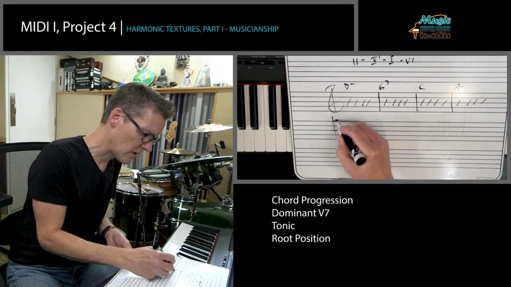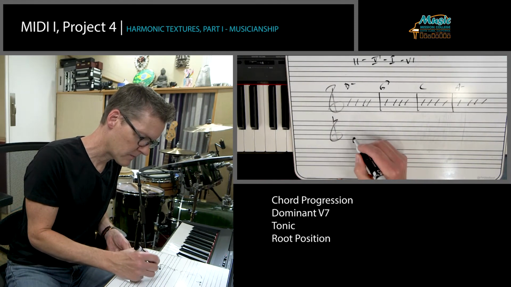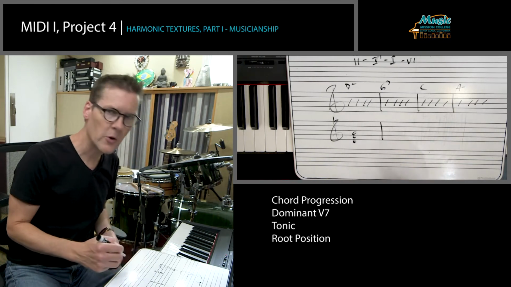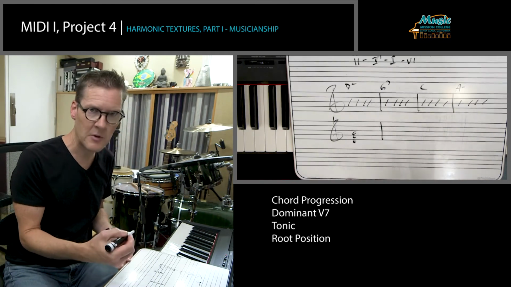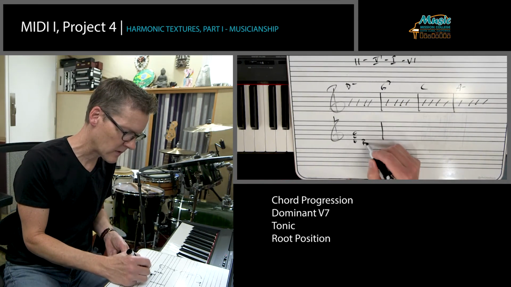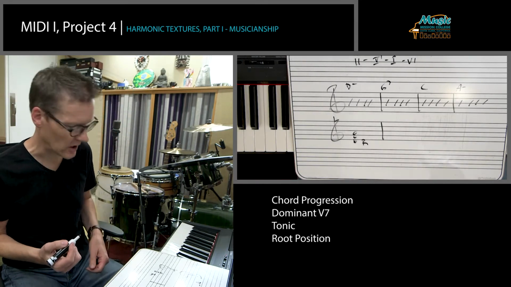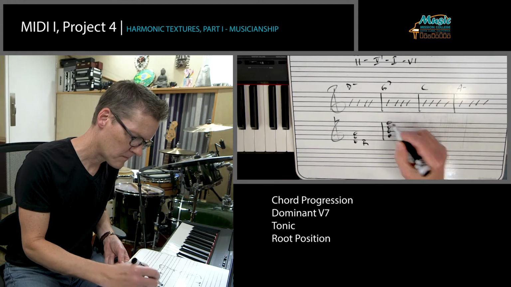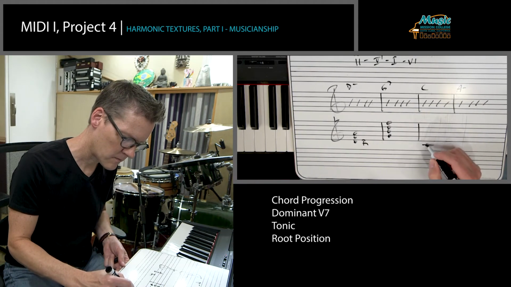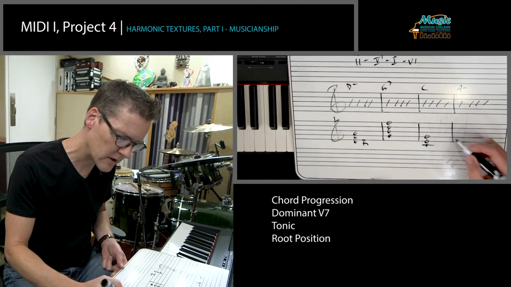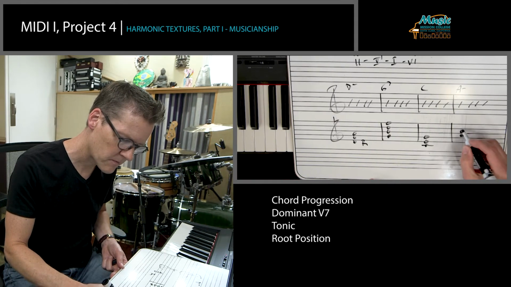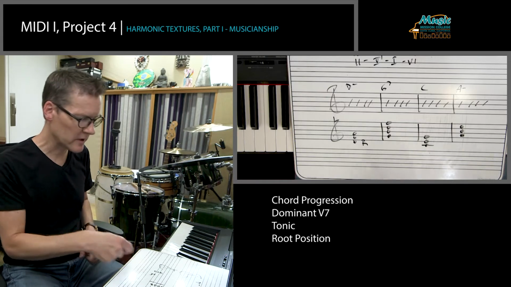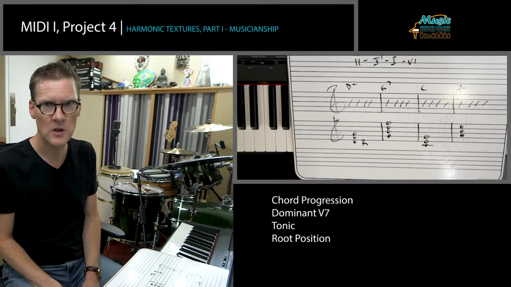Okay, so maybe down below here. Root position just means that the root, the name of the chord, that note, is going to be on the bottom, just like the root of a tree. I'm going to write them all out in root position, like that. Okay? So the bottom note, the one that I darkened in, that's the root.